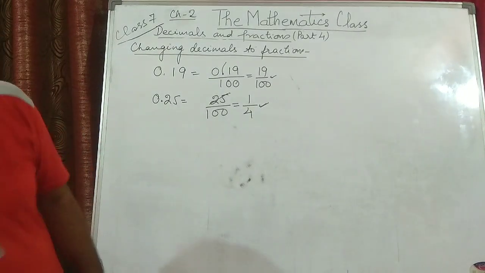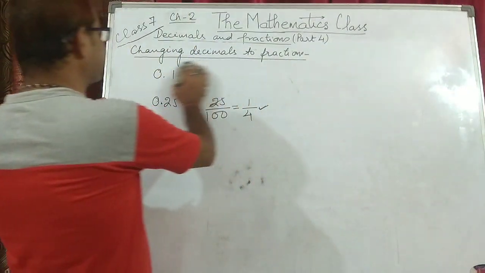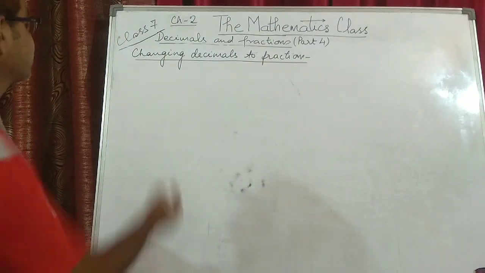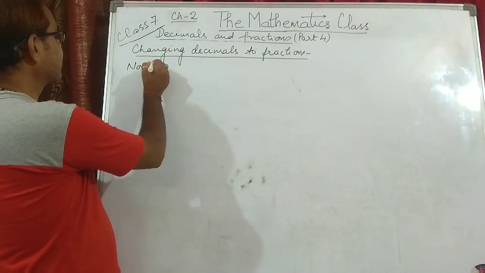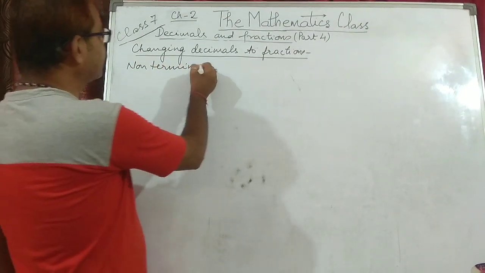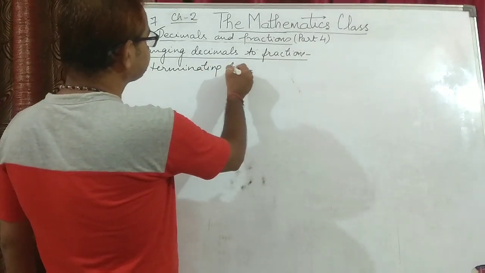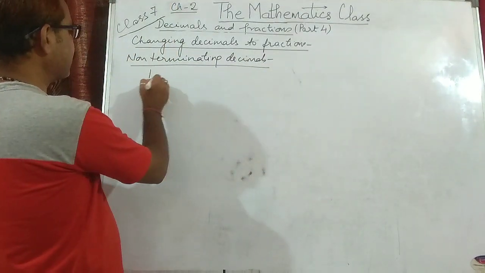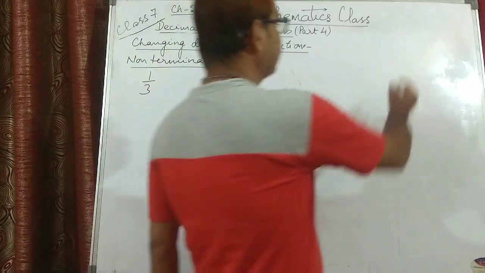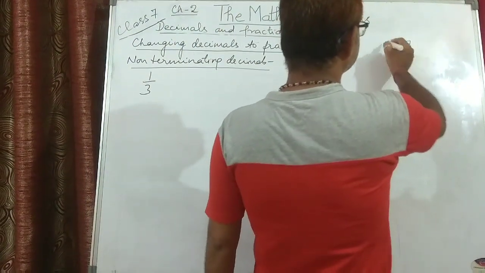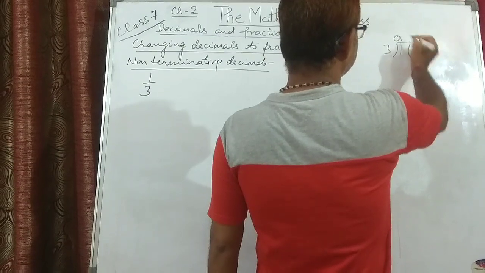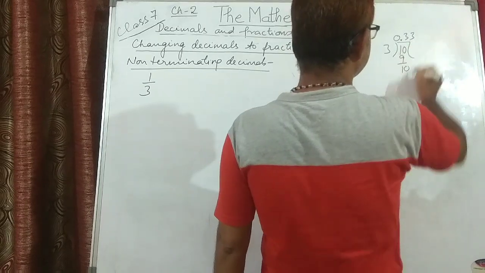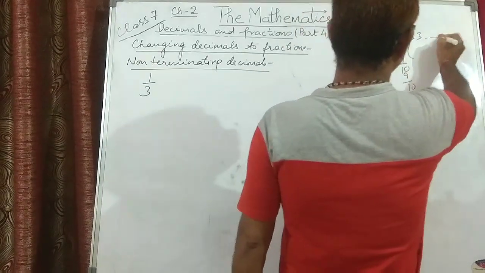Now we will talk about how to convert non-terminating decimals into fractions. So what is my basic topic? Conversion of non-terminating decimals. Now let's take a number 1 upon 3. When you divide 1 by 3, you put a decimal, then a 0, 3 3s are 9, again 1 0, 3 3s are 9, again 1 0, 3 3s are 9, and so on.